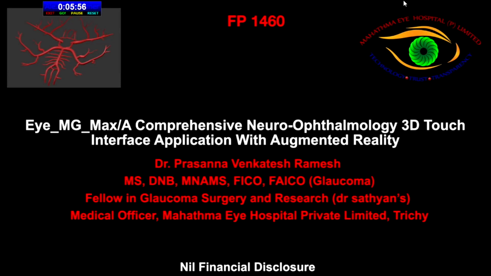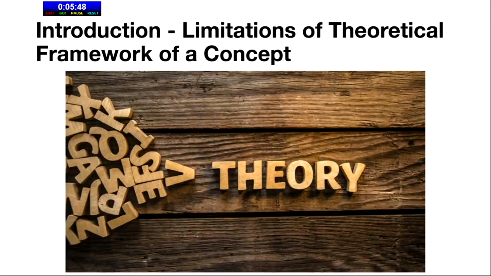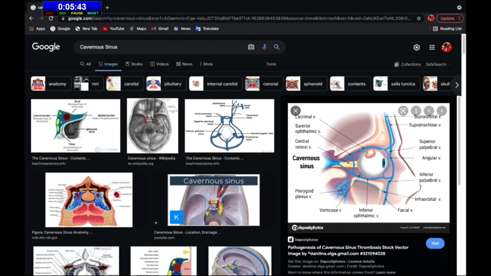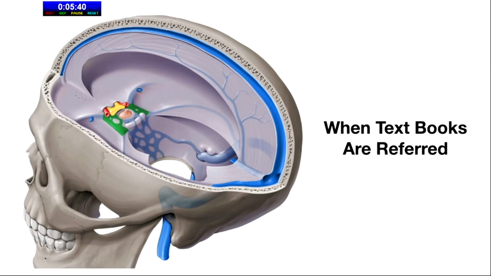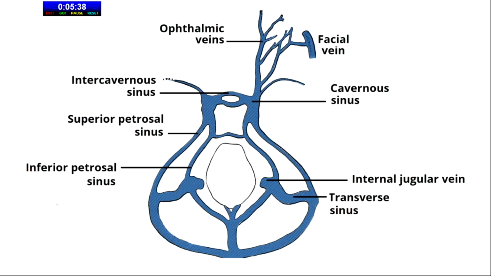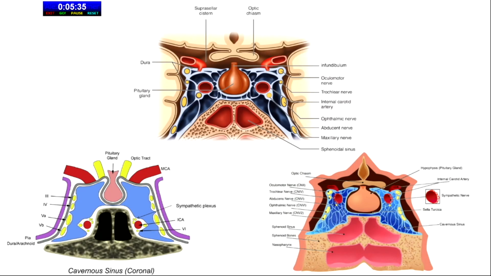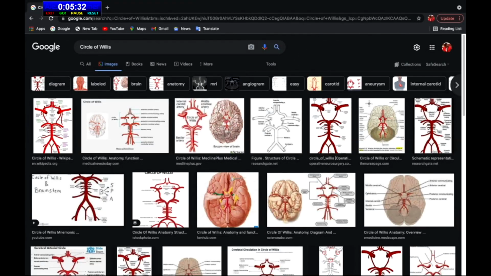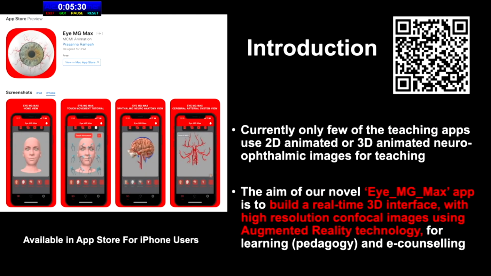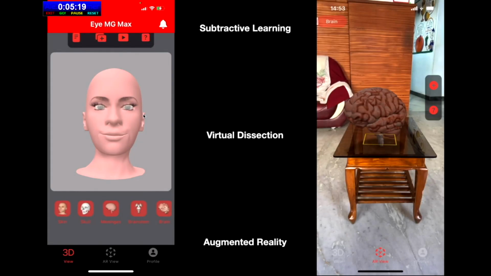For the next few minutes, I'll be talking on the validation of one of our novel neuro-ophthalmological applications that we have innovated, called the IMG Max, which is one of its kind. A lot of theoretical framework happens in neuro-ophthalmology, when a structure is referred to in a textbook, such as undissectable structures like the cavernous sinus, the circle of Willis, or any brain structures for that matter, including the eyeball, there is no proper representation. There are many apps today on 2D or 3D animated models, but there is no app which has a real-time 3D interface or a pseudo 4D interface, as I'd like to call it.